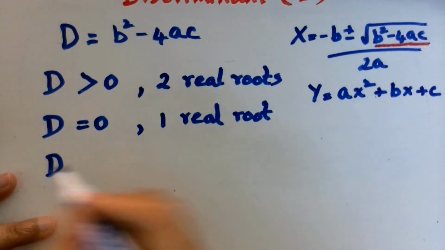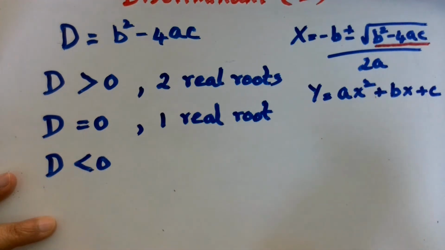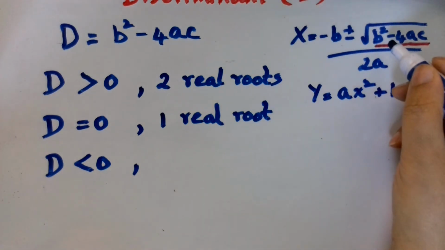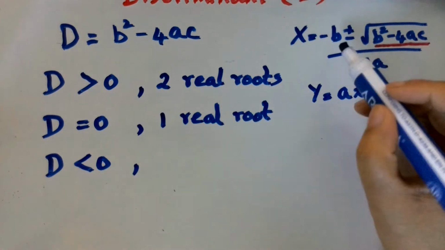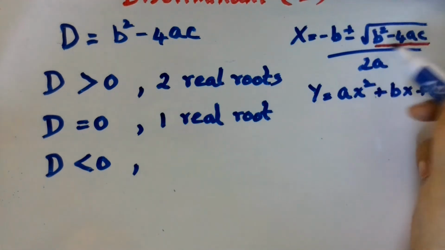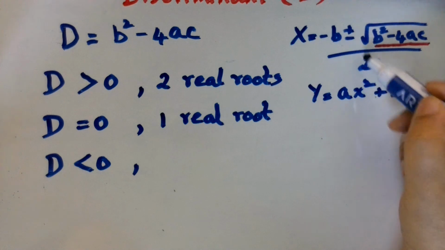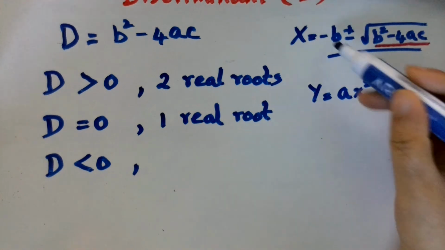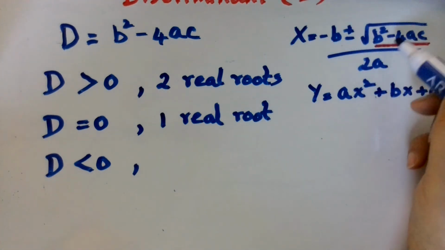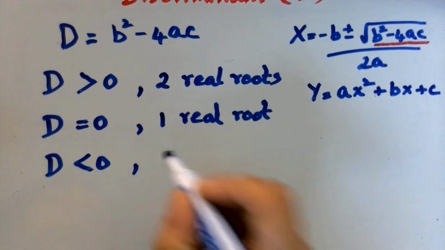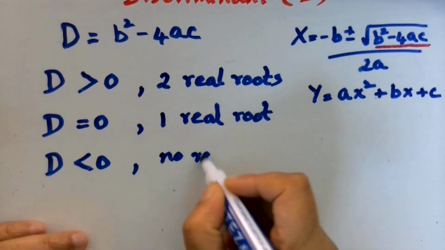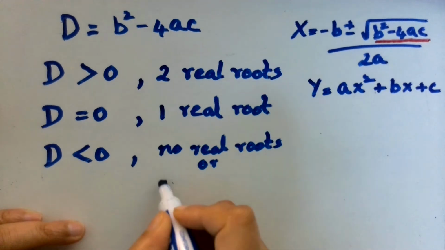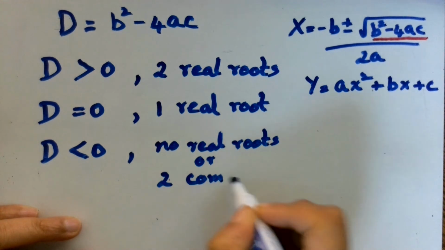Now if the discriminant is less than 0, it means a negative number. So let's think, if we put a negative number inside the radical, you will end up with an imaginary number for this. So that means you will end up with two complex roots, negative b plus square root of that negative number divided by 2a, negative b minus square root of the negative number divided by 2a. So you will get no real roots, or two complex roots.